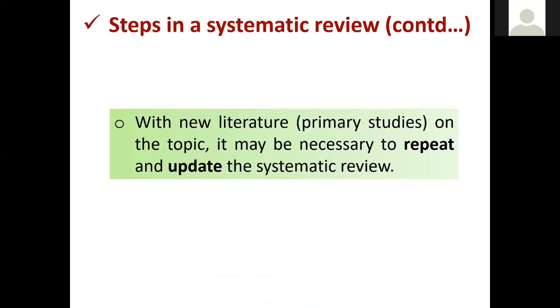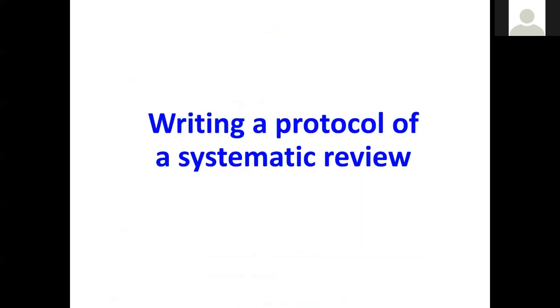Sometimes it is required to repeat the systematic review. With new literature available, it may be necessary to carry out the systematic review again and to update it. So that was the first part. Coming to the second part of the talk, how do we write a protocol of a systematic review?